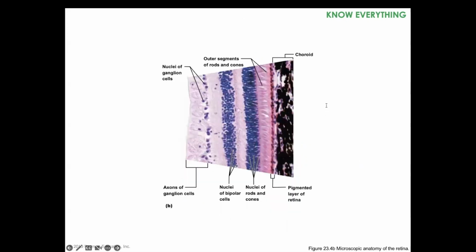And this is a histology slide of the retina. You have the choroid layer, then the pigmented layer of the retina. Then we have our rods and cones and our bipolar neurons. And finally, we have our ganglion cells.